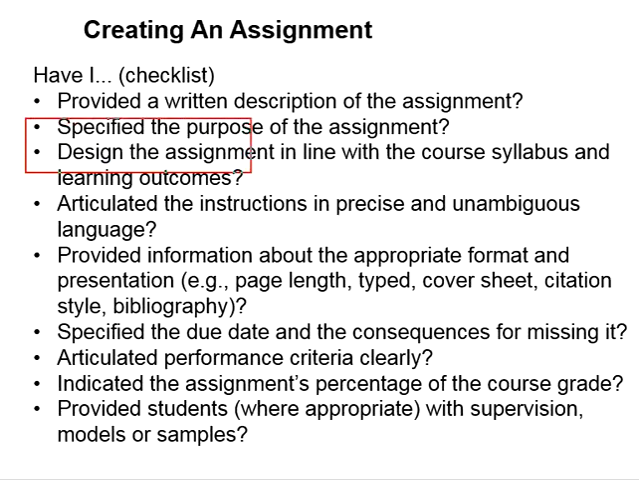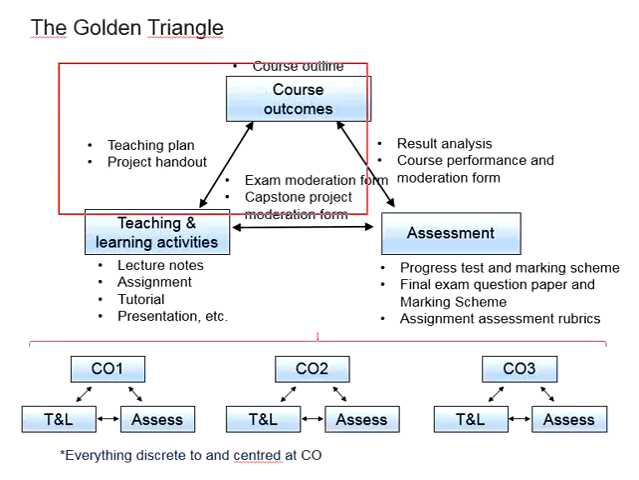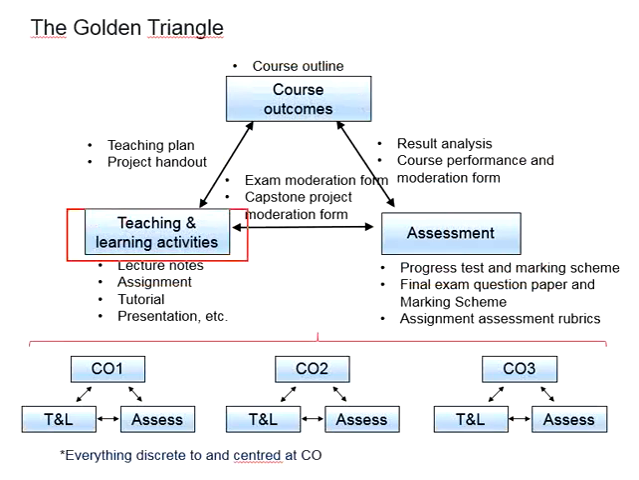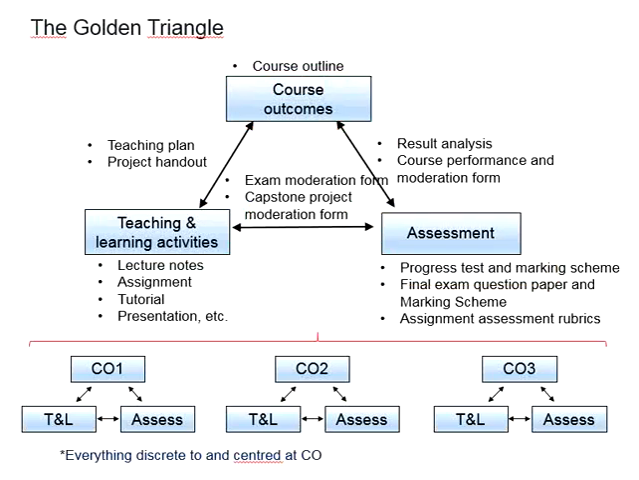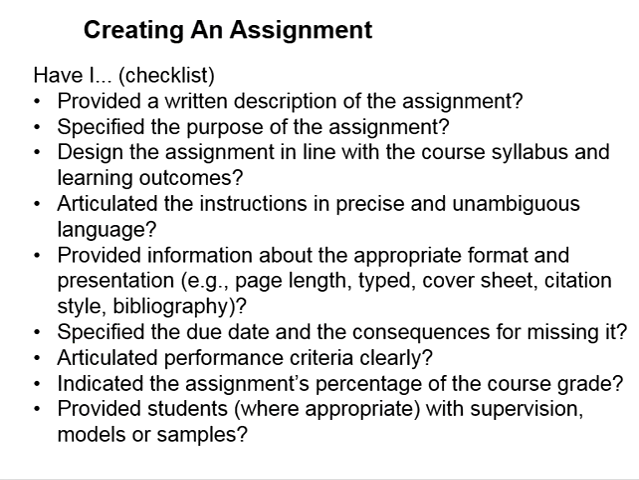You will need to design the assignment in line with the course syllabus and the learning outcome. Remember the golden triangle. The assignment is a part of the teaching and learning activities. This will have to be designed in line with the course outcome. And then after the teaching and learning activities, there will be assessment for the assignment. Now this assessment will have to be in line with the teaching and learning activities carried by the assignment and also in line with the course outcome. The entirety needs to be intact. Therefore, it is important to have the assignments in line with the course syllabus and the learning outcome.